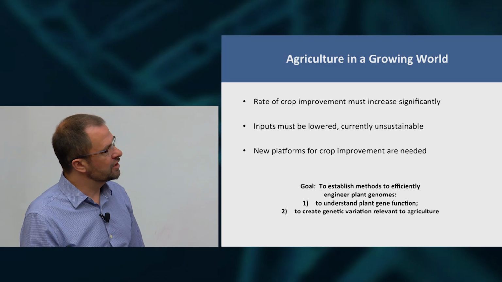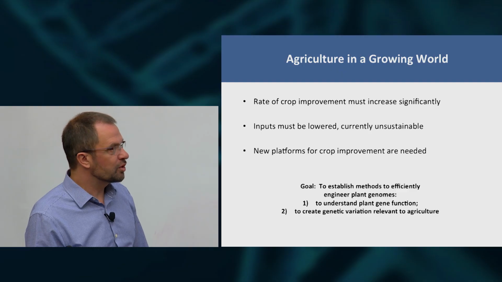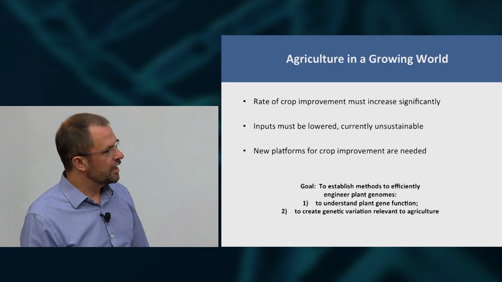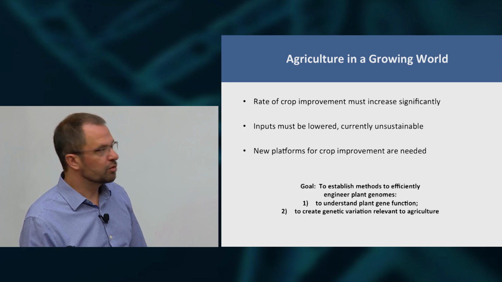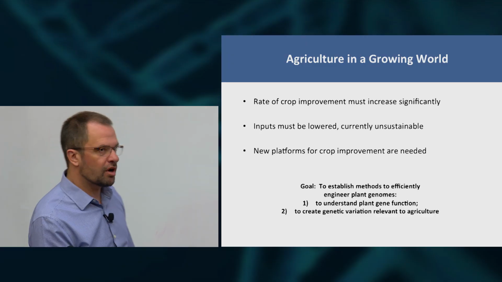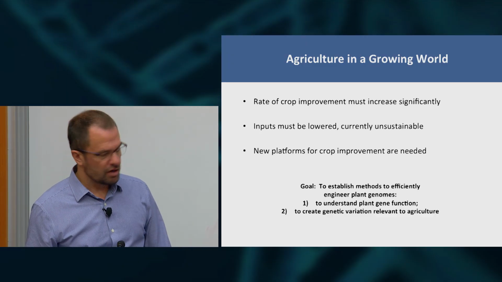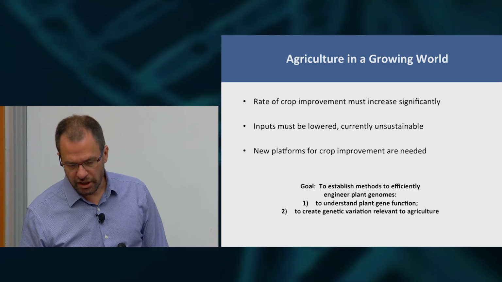And so we're applying genome engineering to solve two problems. One, we have to understand how plant genes and genomes work, and then take that information and apply it to create genetic variation that's relevant to agriculture, that's going to give us crop varieties that meet the increasing demands for food produced by plants.